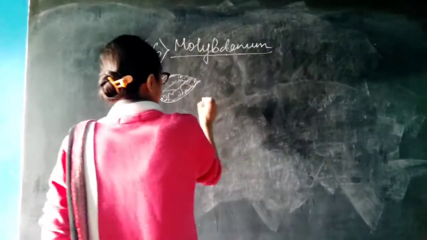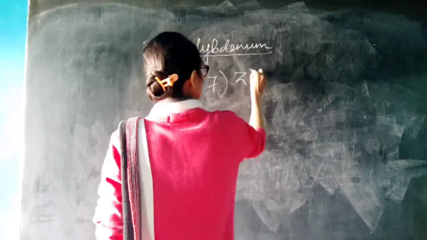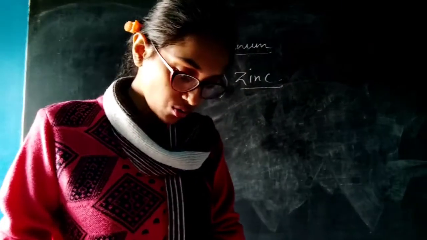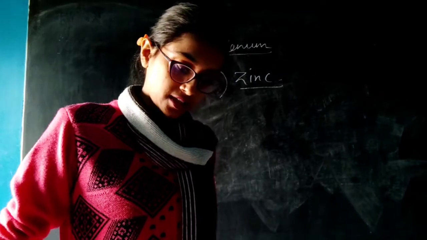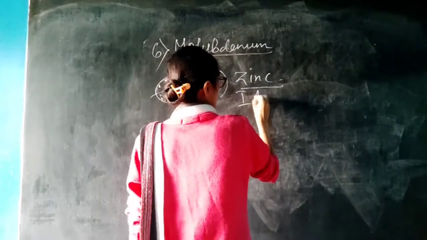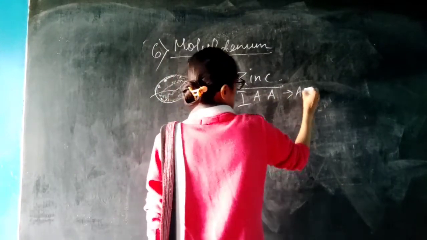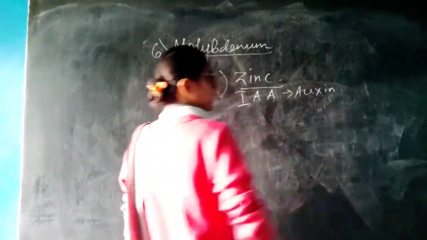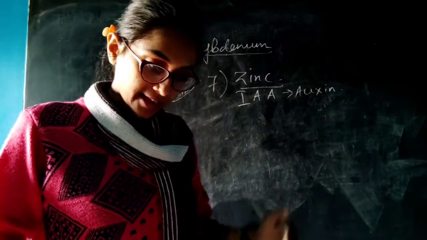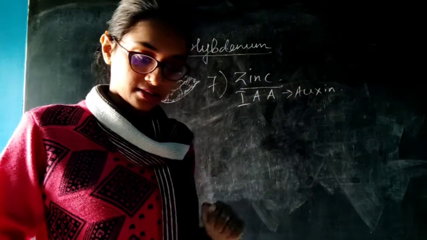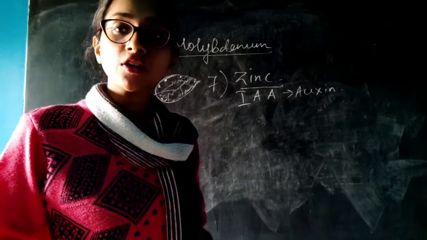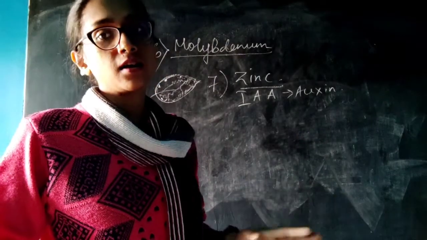Number 7 is zinc. Okay, what is the role of it? It is involved in IAA synthesis. IAA synthesis, do you know the full form of it? It is auxin, or indole acetic acid. It helps in the synthesis of auxin, acts as an enzyme activator, and helps in protein synthesis. So these are the functions played by zinc in plants.